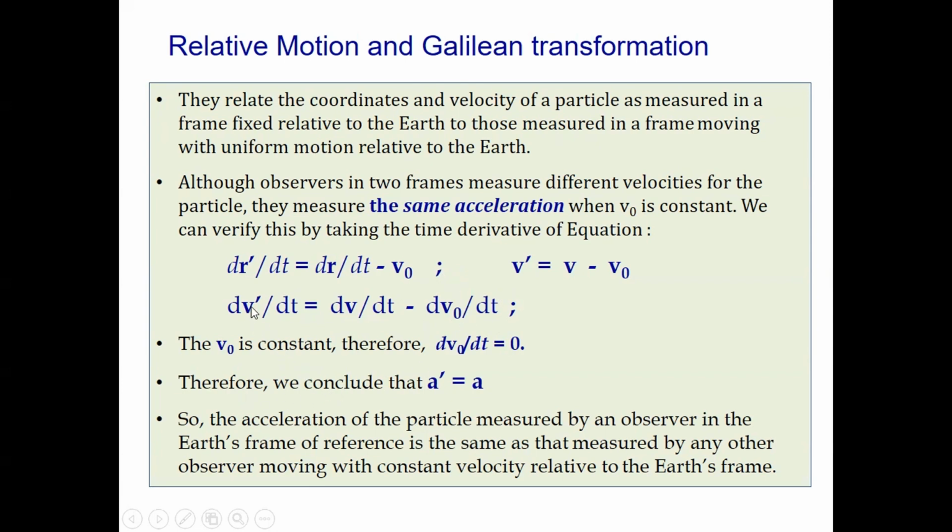Remember that V naught is a constant, therefore the derivative of a constant with respect to time is 0. Therefore, we conclude that the acceleration in the prime coordinate system is equal to the acceleration in the unprimed one that was stationary. So a frame which is moving uniformly and a frame which is at rest both have the same acceleration. A prime is equal to A. So the acceleration of a particle measured by observers in two different frames of reference remains the same. It can be measured from a stationary frame or from a constant moving frame. Both will show the same result.